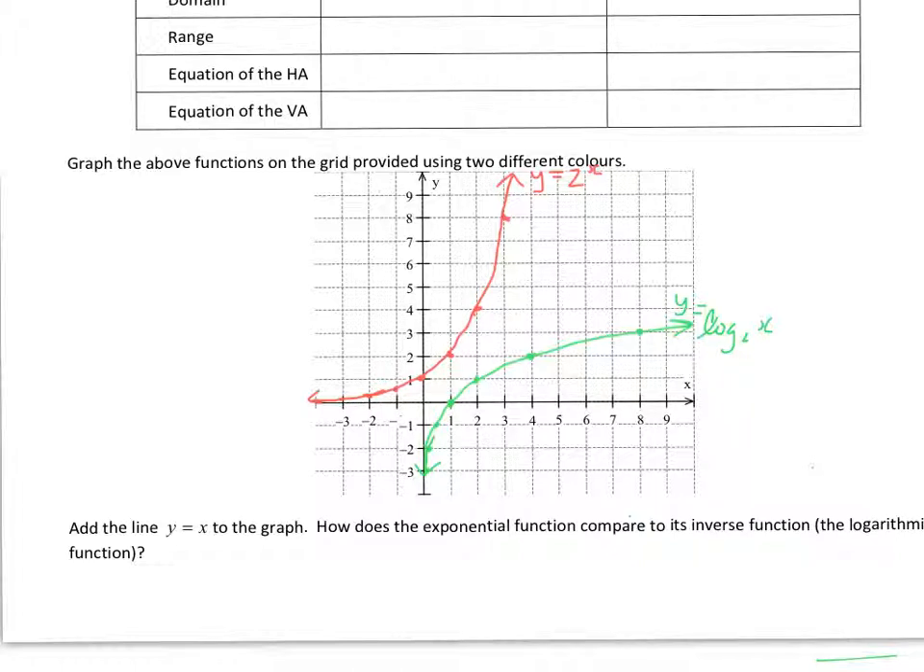Now the last part here says add the line y equals x to the graph. How does the exponential function compare to the inverse? Now we did a little bit of work with this the other day, and we know that if we were to draw that, let me see if I can get a straight line tool going on here.